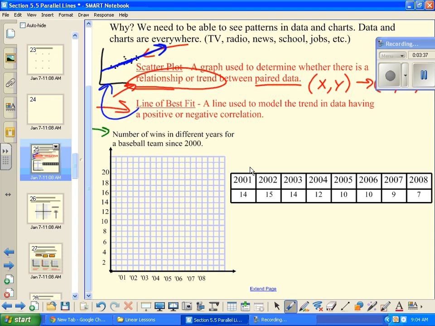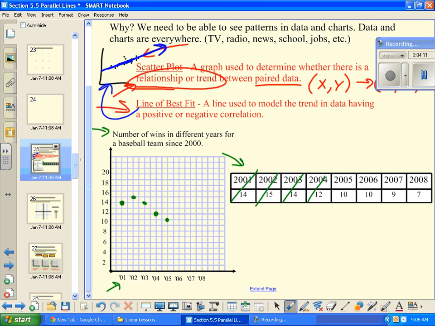So what I'm going to do is make a scatter plot of this table. I'm going to plot each one of these points. So let's say 2001, 14. I'm going to go along the bottom where it says 2001 and go up to 14 and just put a point right there. 2002, 15. And again, this is just like plotting ordered pairs like we've done many times this year. 2003, 14. So this will be at least kind of a review, something that we definitely should know how to do. This is nothing different so far for students. 2004, 12.